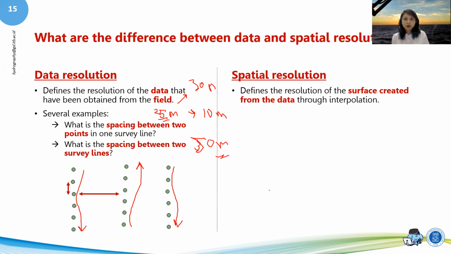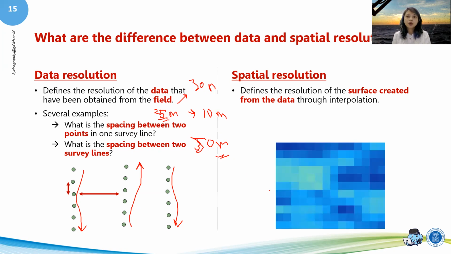So spatial resolution defines the resolution of the surface created from the data through interpolation. So you actually define it before you do your interpolation. So for example, this is how your interpolated data will look like. So the example is basically, what is the cell size of the grid?